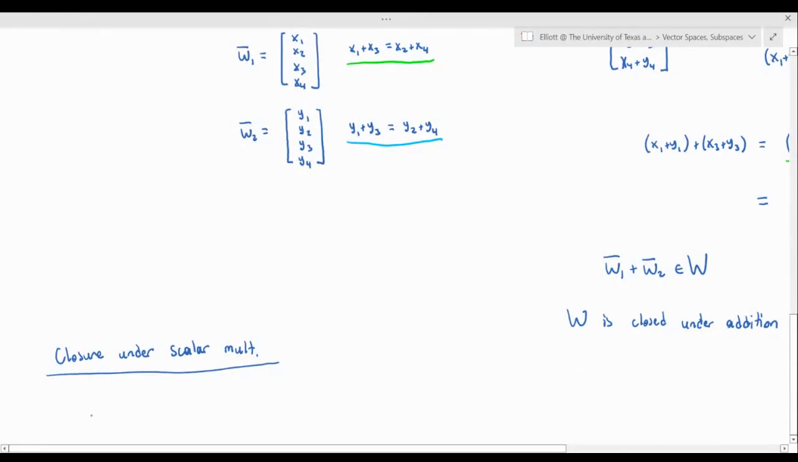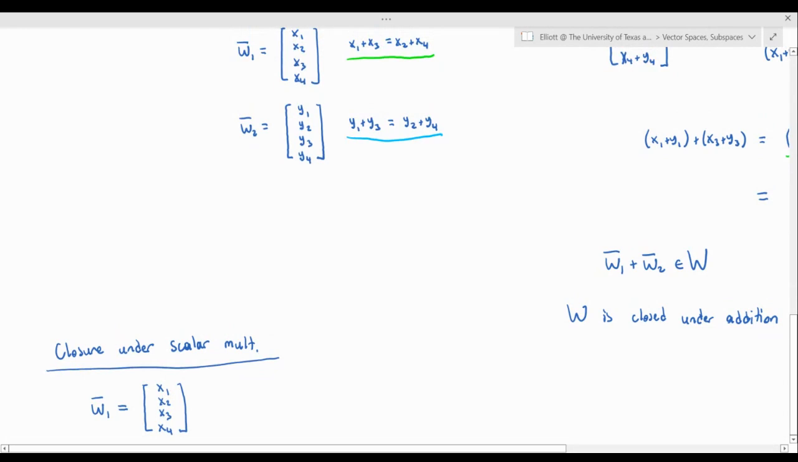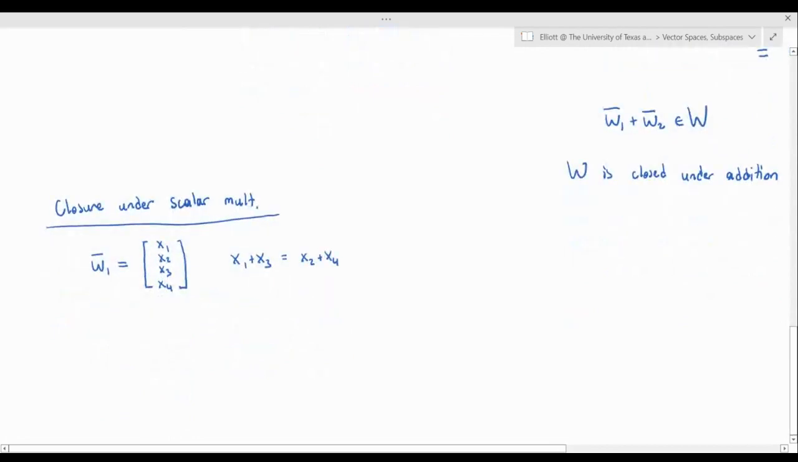So for this, we start with a vector in our set. So starting with W1, we can assume that it was the same as it was before. So let's say W1 is x1, x2, x3, x4, and we're going to assume that it satisfies this condition, that the first and the third components added up is equal to the second and the fourth components added up. So then, assuming that this is true, we now want to multiply this vector by a scalar. So I'm just going to multiply by some k. And that gets us kx1, kx2, kx3, and kx4.